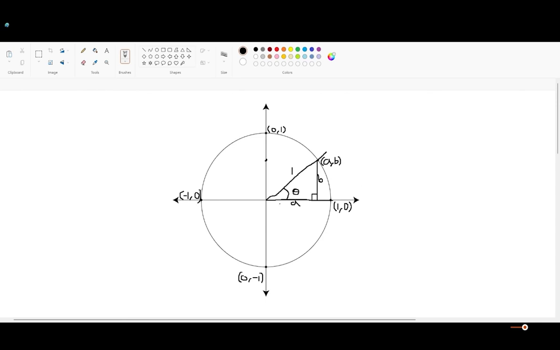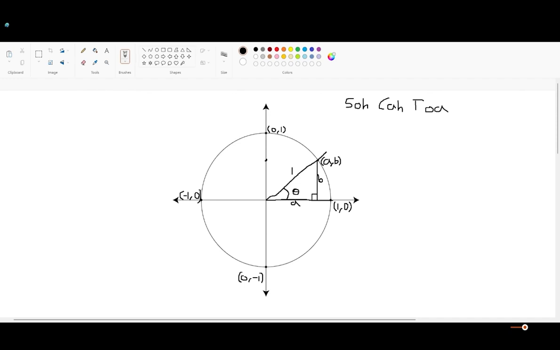Now, whenever we're trying to solve a right triangle, you can always go back to SOHCAHTOA. Just a refresher: SOHCAHTOA is your sine, cosine, and tangent. To find sine, you have opposite over hypotenuse. To find cosine, you have adjacent over hypotenuse. And to find tangent, it's the opposite over adjacent.